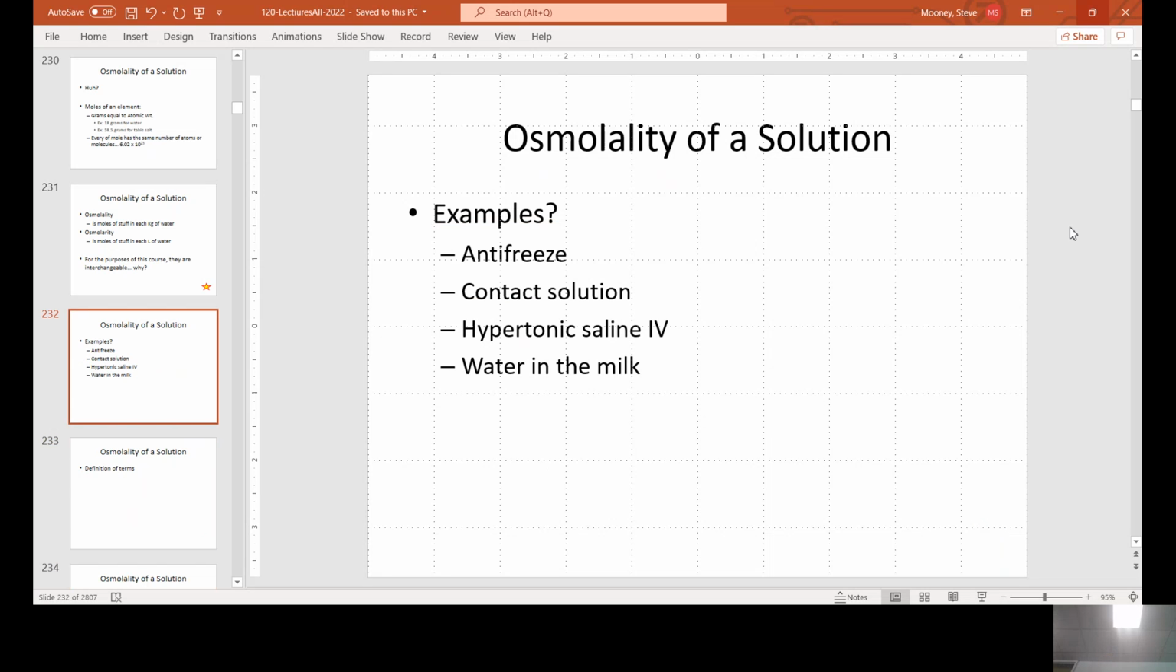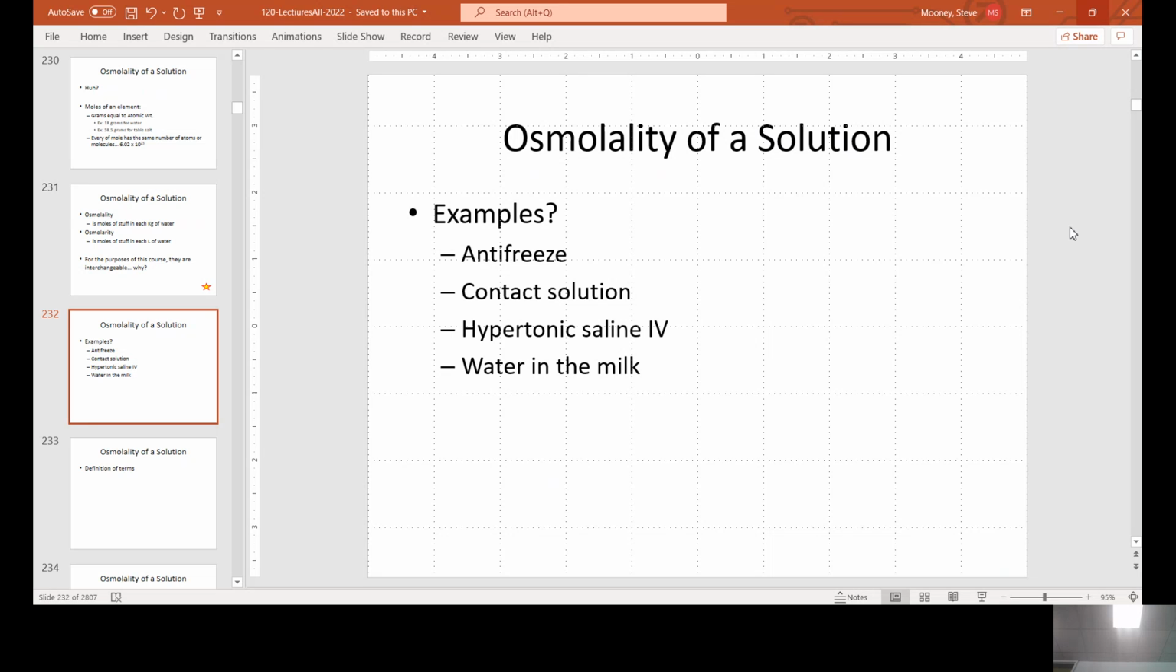So where do we deal with osmolality? Well, the thing we should be dealing with, or should have checked probably 2 months ago, is your antifreeze. Everybody check to make sure their antifreeze goes to minus 20 around here. We had that day last week where we had minus 25. What we put in there, propylene glycol, is the amount of stuff in that water. The more stuff you have in that water, the lower the freezing point drops.